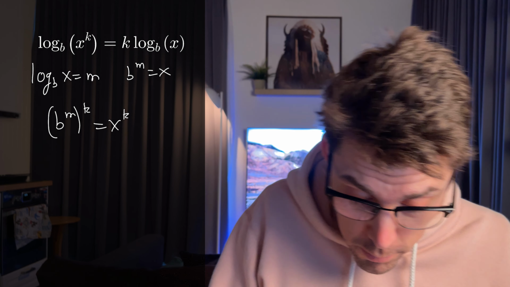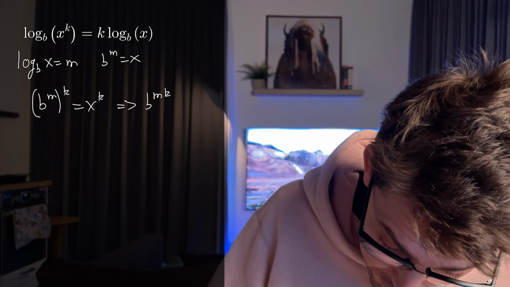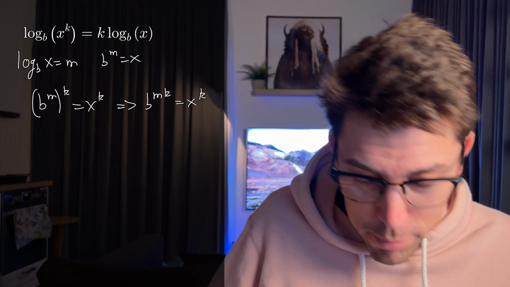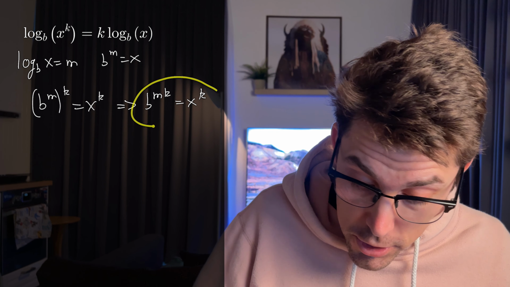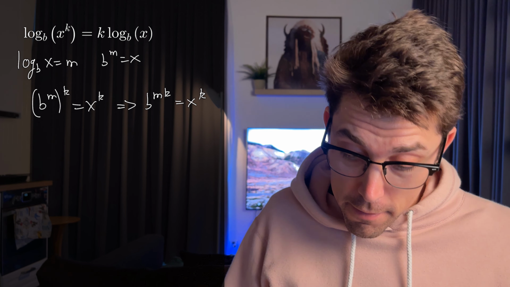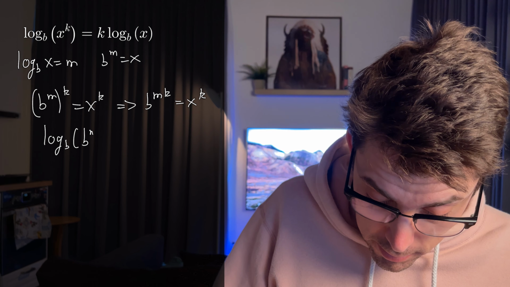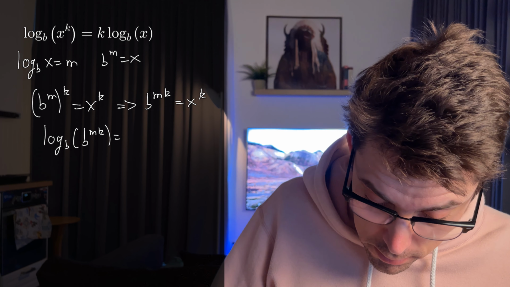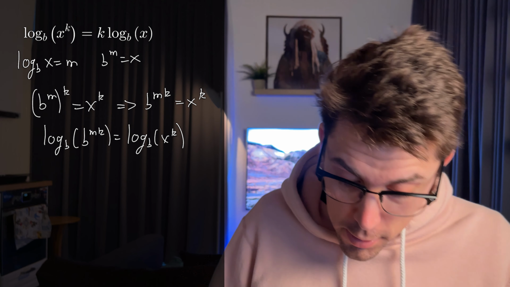So now that I have this written out, let me make sure that I can actually write this without parentheses. Of course, we're going to leave the exponents. So we'll have b to the power of mk is equal to x to the power of k. And now what I'm going to do is take the logarithm of each side of this equation right here. So I have the logarithm base b of b to the mk is equal to log base b of x to the k. Cool.